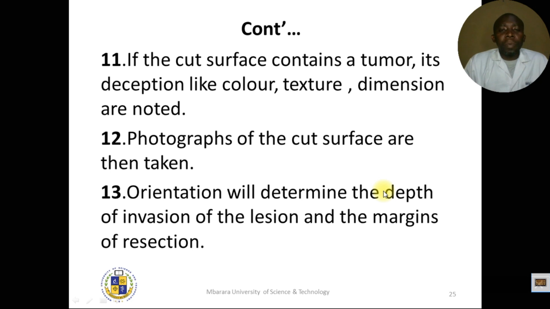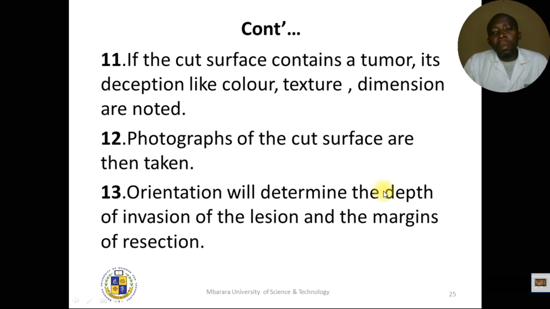Number 12, photographs of the cut surface are also taken. If you open up the tissue and cut through it, it is important that you also take pictures when you have the cameras incorporated in your procedure. Then you need to take pictures also of the cut surface.